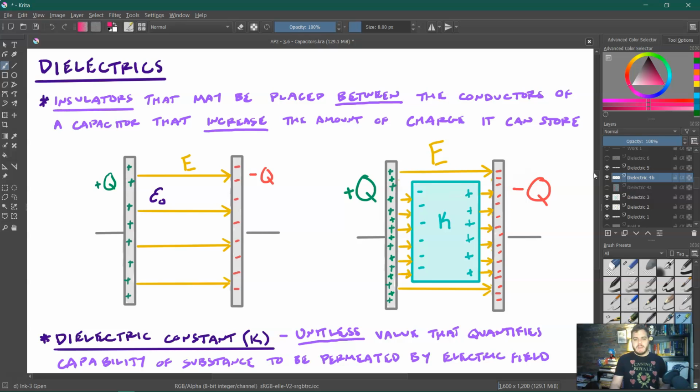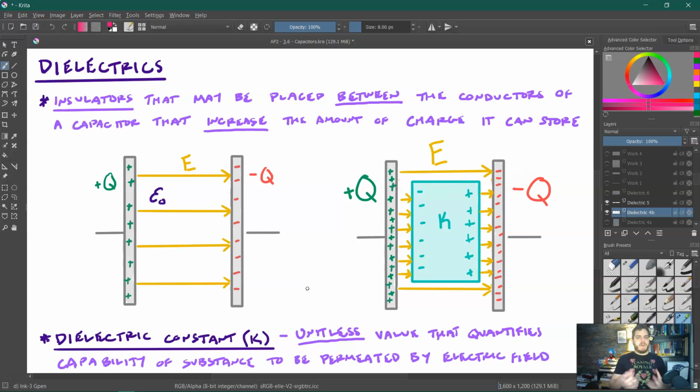Now, a couple things here. This kappa is known as the dielectric constant. It is unitless, much like, for instance, the coefficient of friction. It's a unitless value that quantifies the capability of some substance to be permeated by this electric field. So if you have a higher kappa, you're going to have more charges being stored. There are tables of these that you can go find. They're usually experimentally determined. A value we want to make sure we know is that, if it's a vacuum, kappa is just 1, and we can just ignore it.